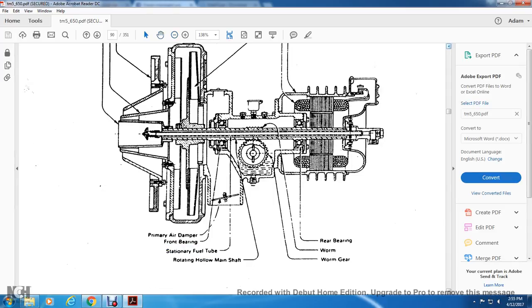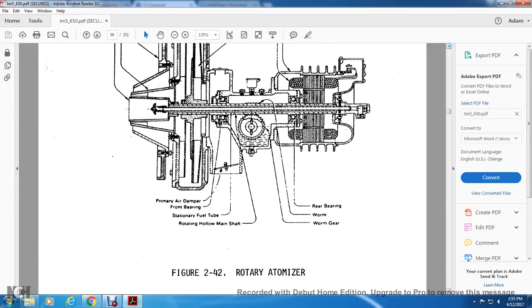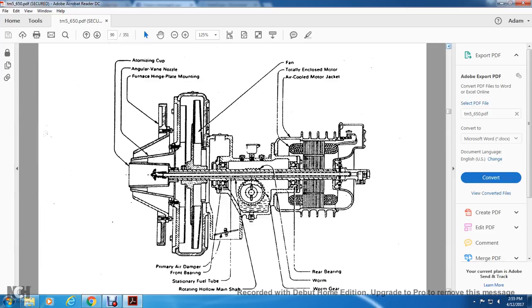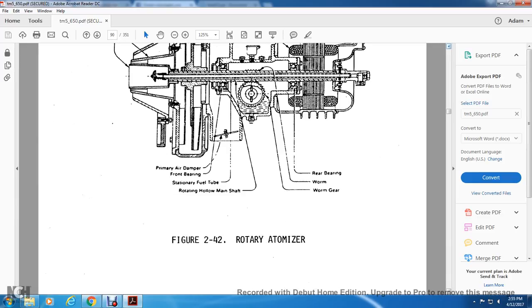This is a rotary atomizer. You have your atomizing cup, angular vane, nose, furnace, hinge plate, mounting, fan, totally enclosed air-cooled motor, rear bearing, worm gear, primary air damper, front bearing, stationary fuel tube, and rotating hollow main shaft.